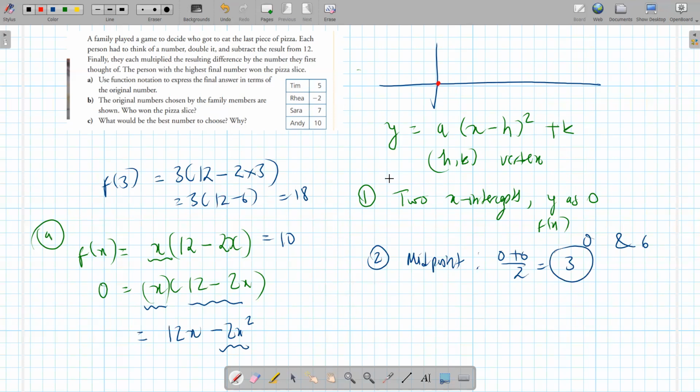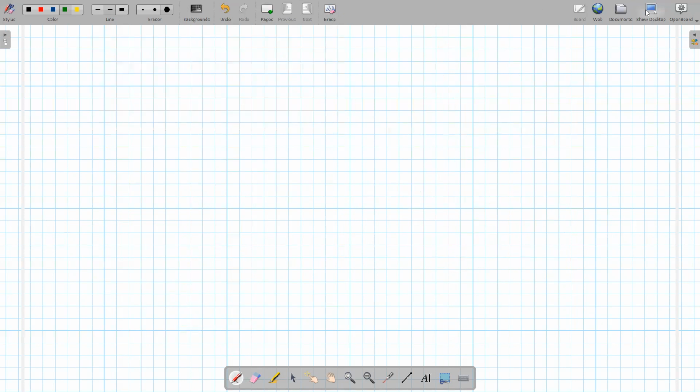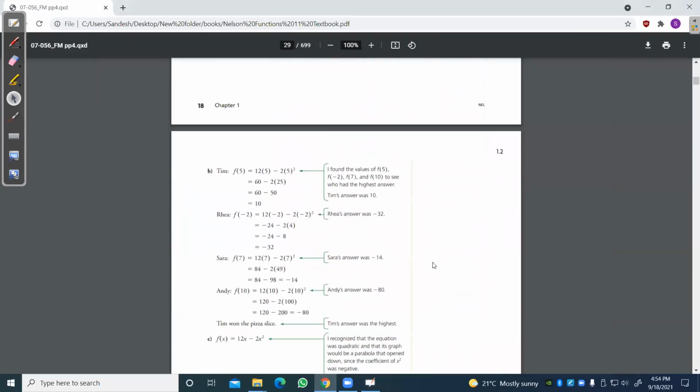And then the maximum value is when x is 3, y is 18. So our graph looks something like this. And our other x-intercept is at 6, so it's going to go up to that vertex point and come back down. So any other x value you pick will not beat 3 because that's where the vertex is. Pretty simple to find the vertex. If you're given the factored form, just find the two x-intercepts by setting it to 0 and find the midpoint. So the best number to pick for this question is 3 because that gives you a y value of 18.